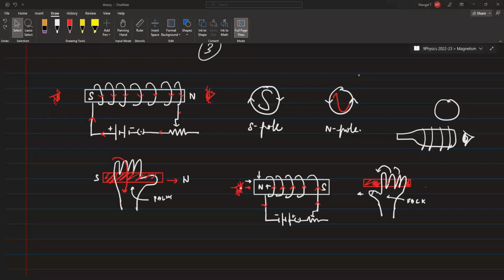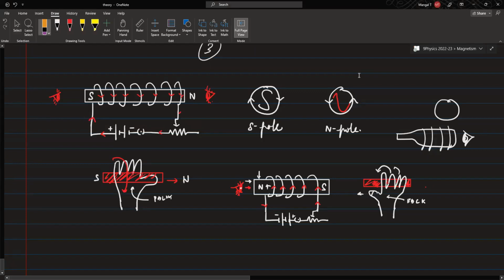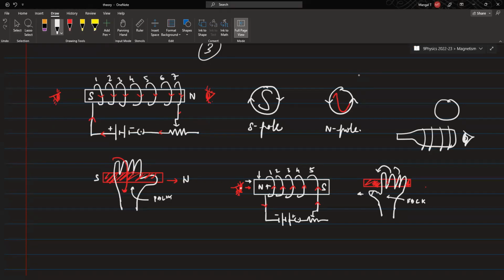What else will you be asked? If you alter the rheostat such that you allow a stronger current to flow, in place of 1 ampere, if you allow 3 amperes to flow, what will it do? It will increase the magnetic field. Instead of fewer turns, if you add more turns, it will increase the strength of the magnetic field. So the magnetic field strength can be made stronger by allowing more current to flow, and by adding more turns.